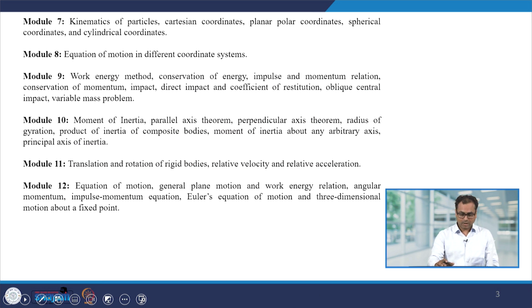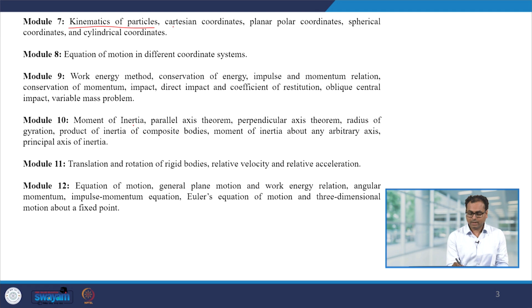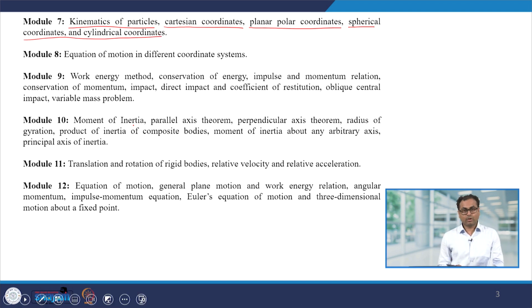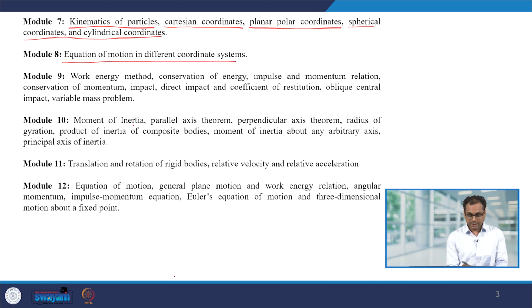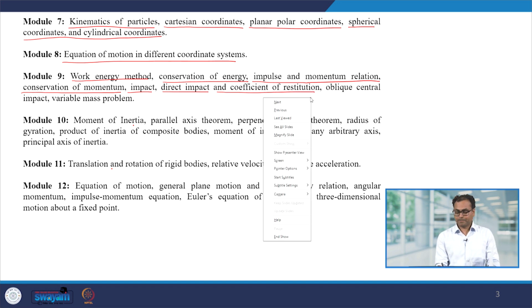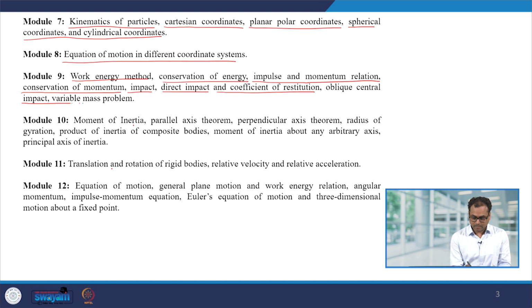In the second half, which is going to start from the seventh module, we will look at the kinematics of particles. So, herein we will discuss the kinematics of particle, Cartesian coordinate, planar coordinates, spherical coordinate and cylindrical coordinate system. In the 8th module, we will look at the equation of motion in these different coordinate systems. In the 9th module, we will look at the work energy method, conservation of energy, impulse and momentum relation, conservation of momentum, impact, direct impact and coefficient of restitution, oblique central impact and variable mass problem.